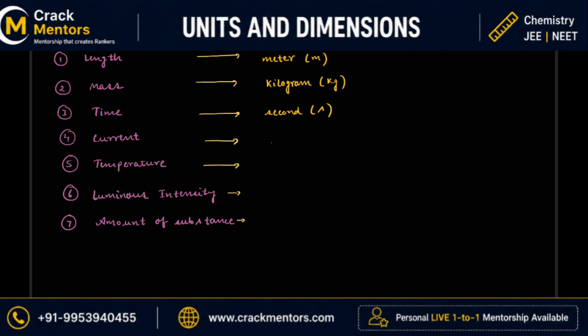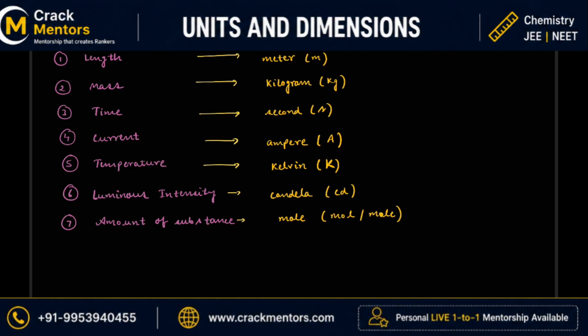For current it is ampere. I hope you have studied the basics of current electricity, like Ohm's law, in 10th class. For current it is ampere, denoted by capital A. Please make sure it is capital A. For temperature it is Kelvin, denoted by capital K. For luminous intensity, the standard unit is Candela, denoted by cd. And for amount of substance, the standard unit is mole, denoted by mol.